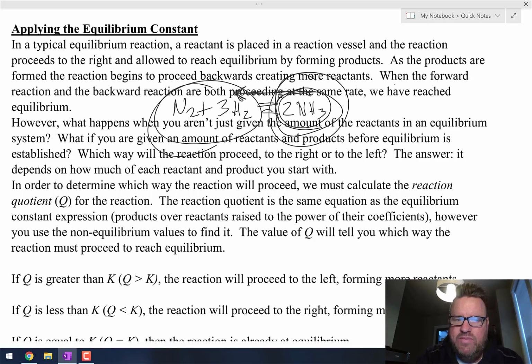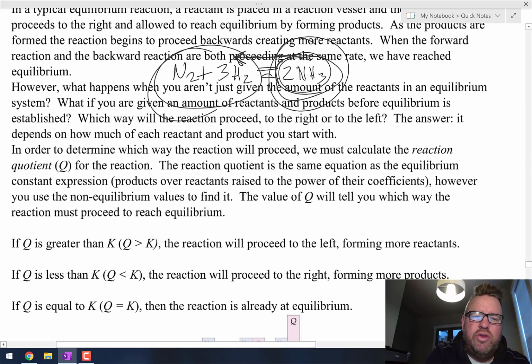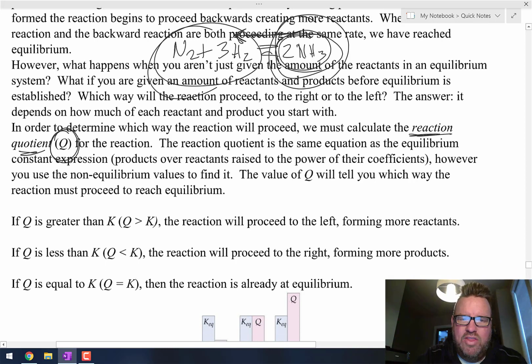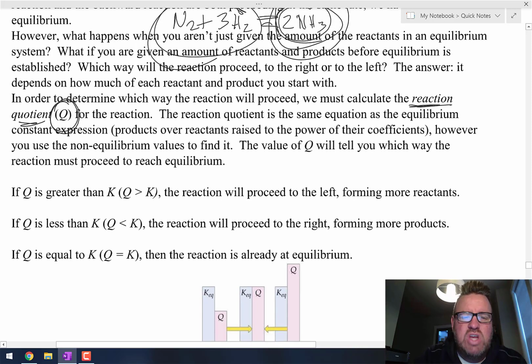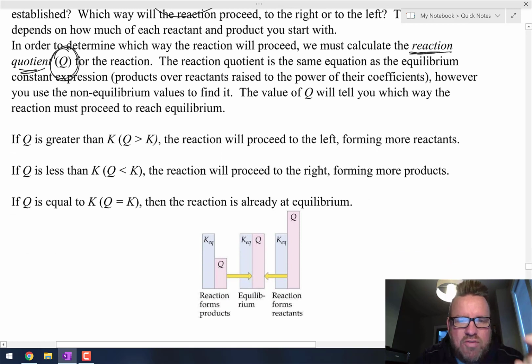It depends. And it depends on what's called capital letter Q, which we refer to as the reaction quotient. Okay, the reaction quotient is the same thing as the equilibrium constant, except you use the non-equilibrium values. You use like the initial values to compare. So, you're going to find the value of Q using the same equilibrium products over reactants raised to the power of the coefficients. And then you're going to compare Q to the equilibrium constant.